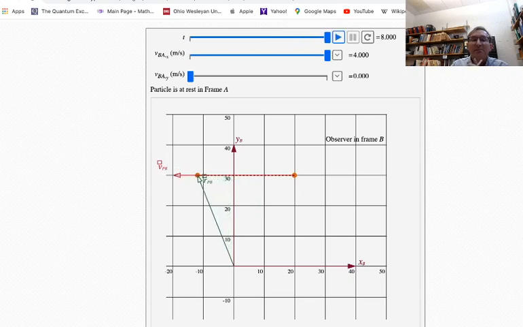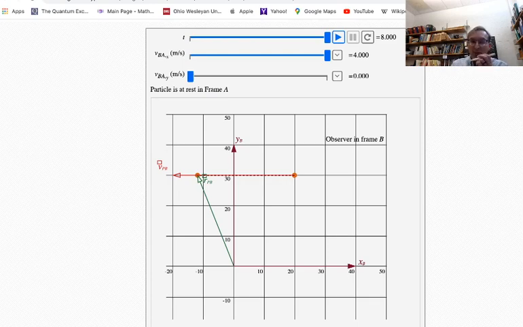For 8 seconds. Okay? It went 32 meters to the left in the negative direction. So that's what you would observe for the particle P in frame B. It's not at rest. The particle P is at rest when observed in frame A. It's not at rest when observed in frame B. Motion is relative. What you observe for the motion depends on the reference frame that you observe from.